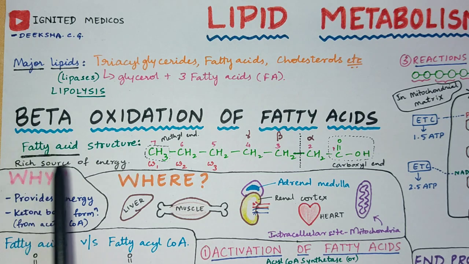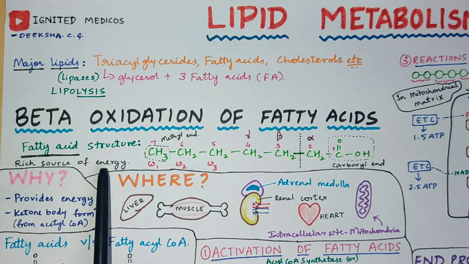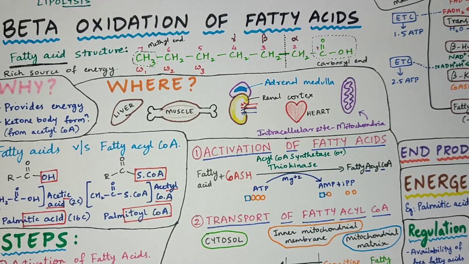Why should we learn this beta oxidation? Let's see why. As I said earlier, it provides energy and it also provides acetyl-CoA, which is helpful in formation of ketone bodies. And it is the rich source of energy to us in our body. And now, let's see what are fatty acids and what are fatty acyl-CoAs.